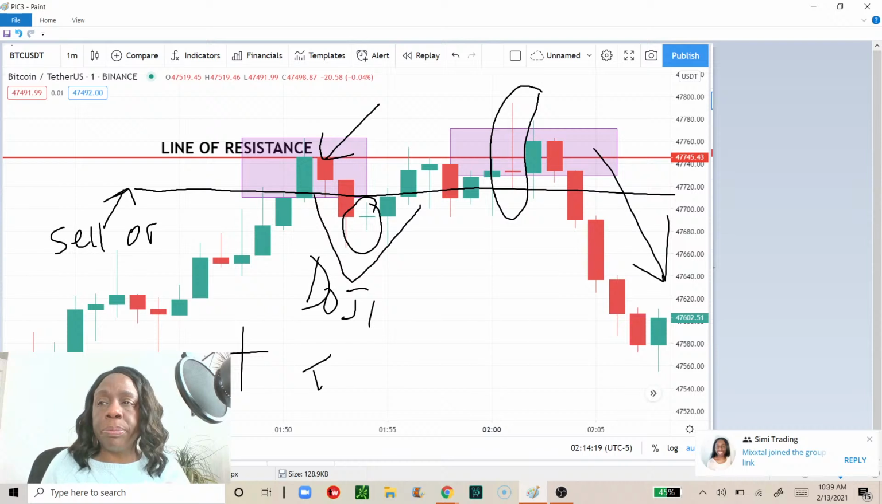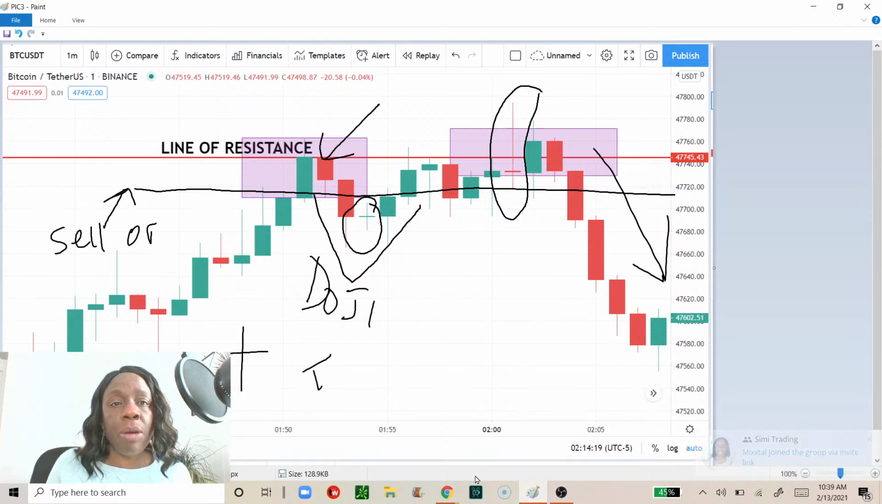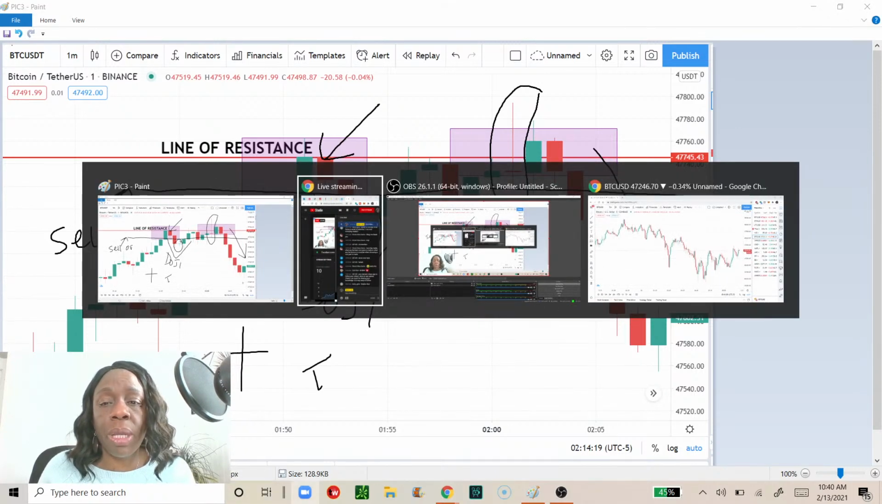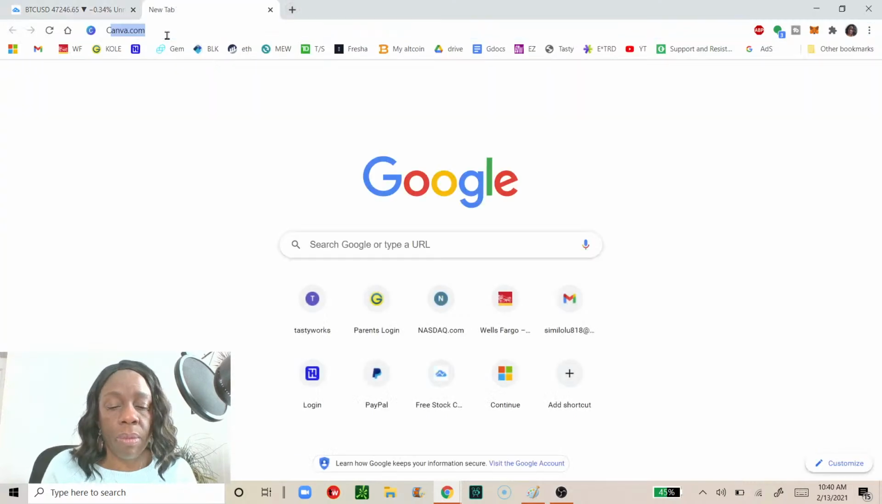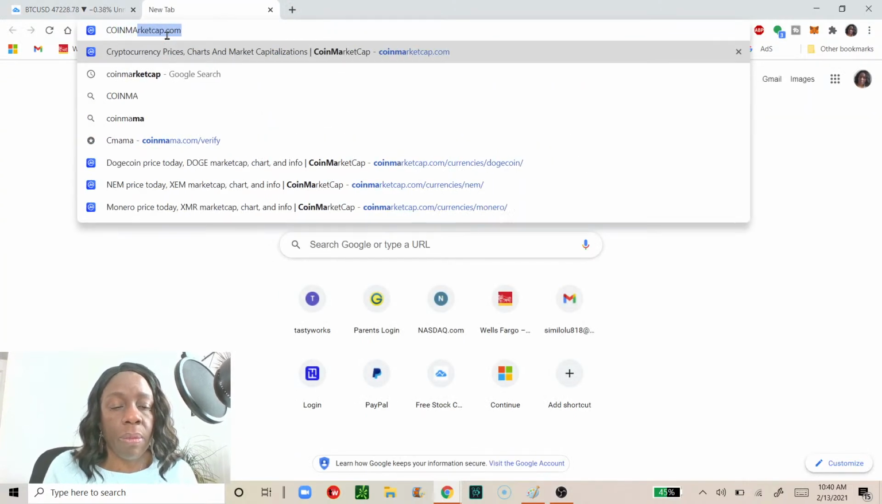So, Coin Market Cap. I love Coin Market Cap because it allows you to check out your coins and see their ranking. Like, what do they rank? Let me see if I can quickly pull that up. So, Coin Market Cap.